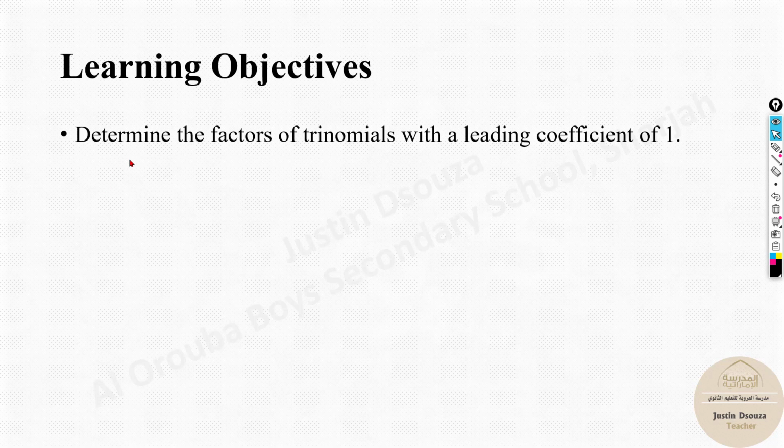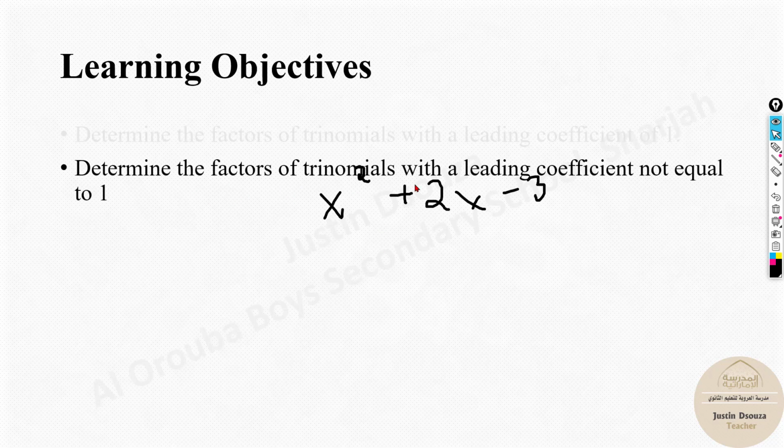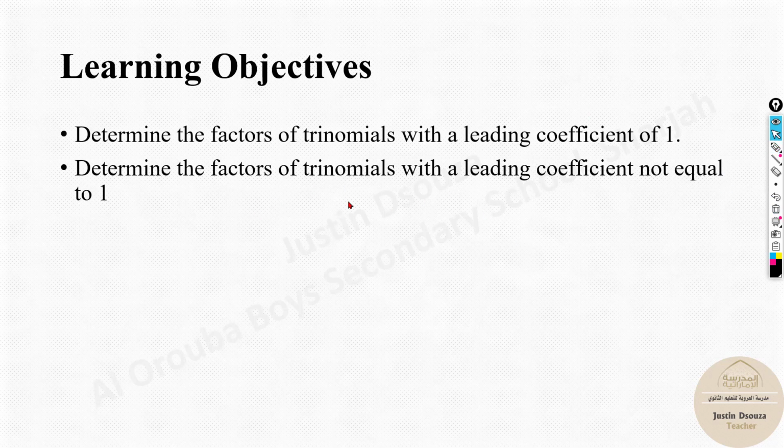There are two objectives, that is, to determine the factors of trinomials with a leading coefficient of 1. Now you know trinomials, say for example like this. If the leading coefficient is 1, then we can solve it easily by factoring. And if it is not 1, say for example it's 2 and over here something else, then it's a different method. So we will learn both types of problems in this video.